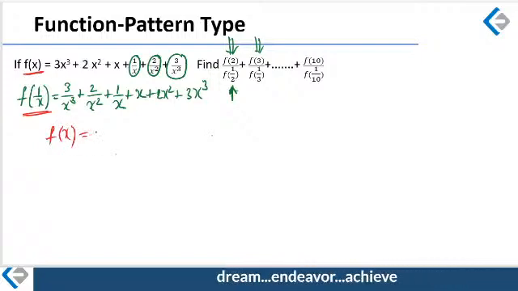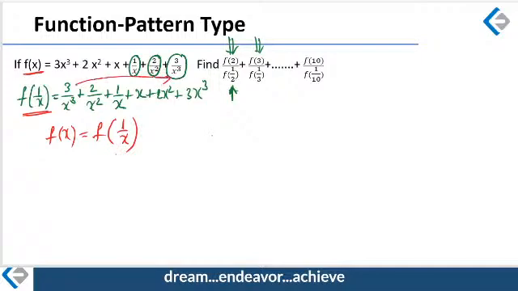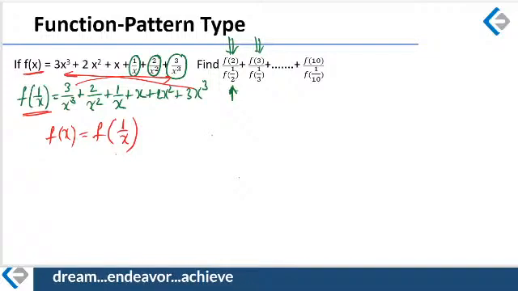Both are equal. F of x is equal to f of 1 by x. Same terms are there, just in the reverse order. This term is matching with this particular term, and finally this term is matching with this particular term. Just the terms got reversed. The order of the terms got reversed.